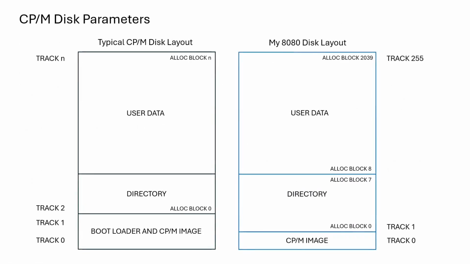So this is what my disk layout looks like. I've got track 0 reserved for the CP/M image, and then I've got block 0 begins the directory. Allocation block 7 is the end of the directory. Then allocation block 8 begins user data, and that rolls on up to block 2039.